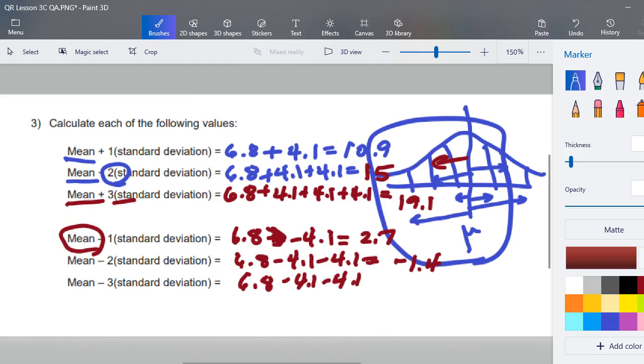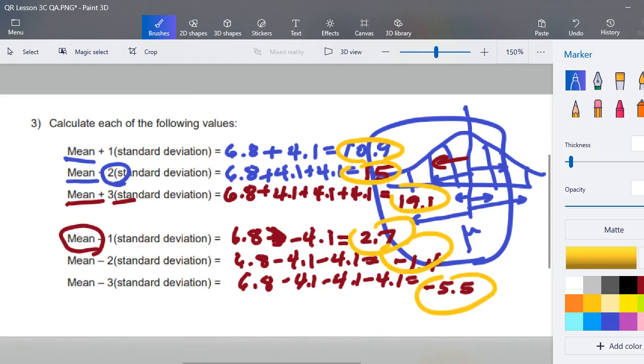And let's do this one more time. Starting back at the mean, take off 3 deviations, and it looks like we're landing at negative 5 and 5 tenths. Make sure you have all 6 of these numbers written down in your notes or take a screenshot. 1, 2, 3, 4, 5, 6. And let's move on to question 4.